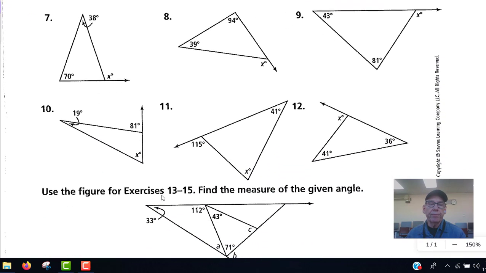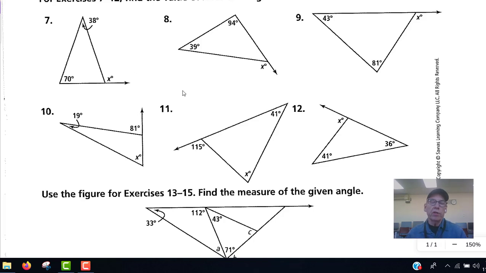Let's move on down. These mainly focus on the exterior angle theorem. This angle is the sum of the remote interior angles. These two inside angles add up to 108, so x must be 108.